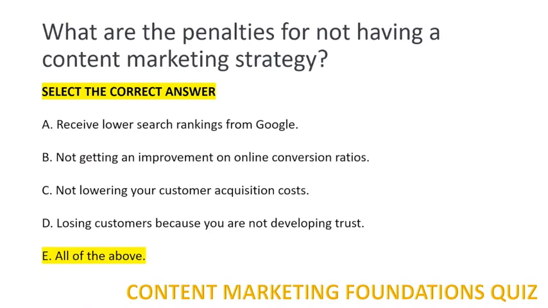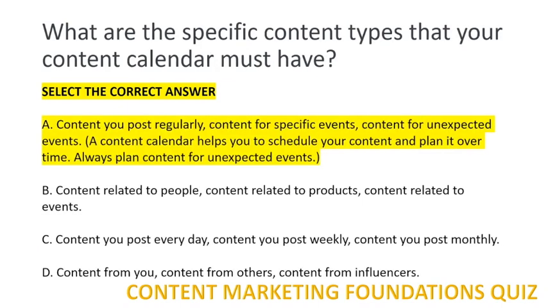A. Receive lower search rankings from Google. B. Not getting an improvement on online conversion ratios. C. Not lowering your customer acquisition costs. D. Losing customers because you are not developing trust. What are the specific content types that your content calendar must have? A. Content you post regularly. Content for specific events. Content for unexpected events.